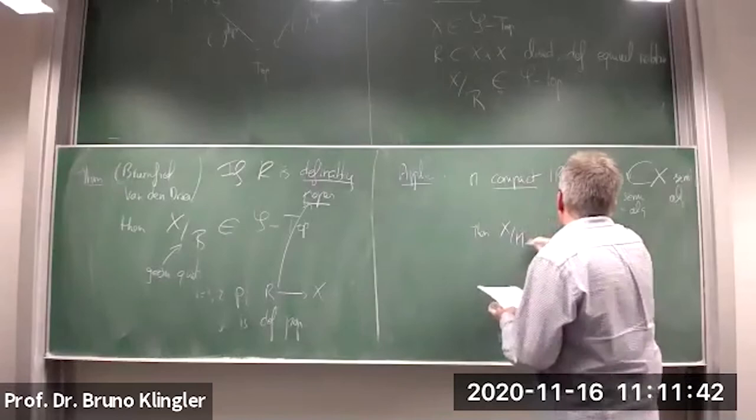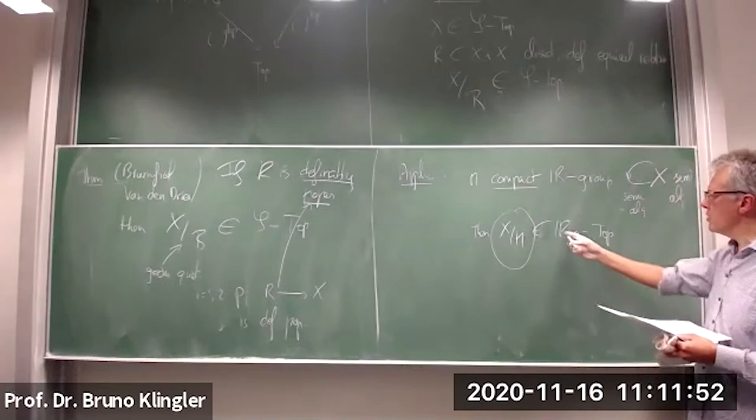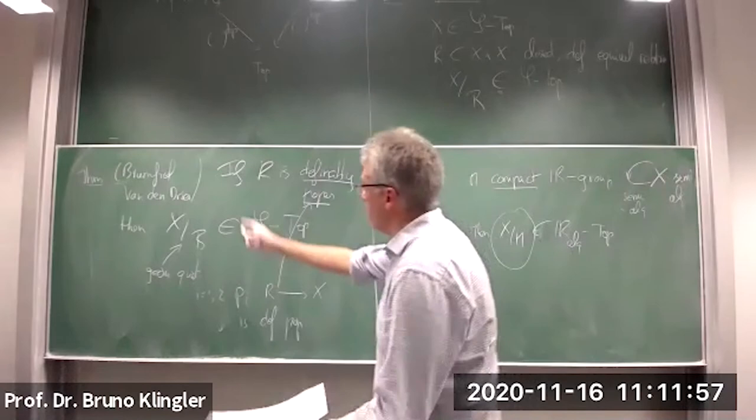So this guy admits a finite atlas of charts with values in Rn and changes of coordinates which are semi-algebraic functions. And this is completely canonical. So this is one theorem that is useful.